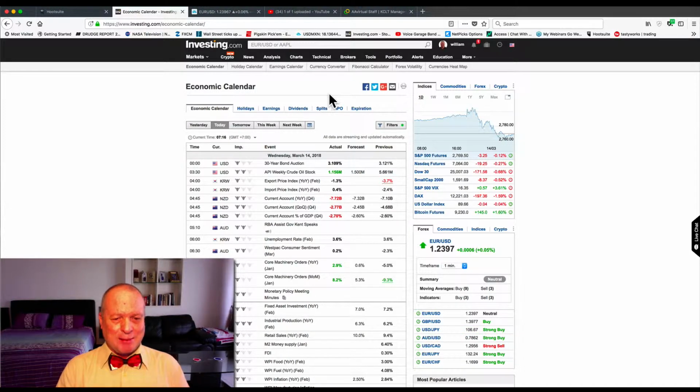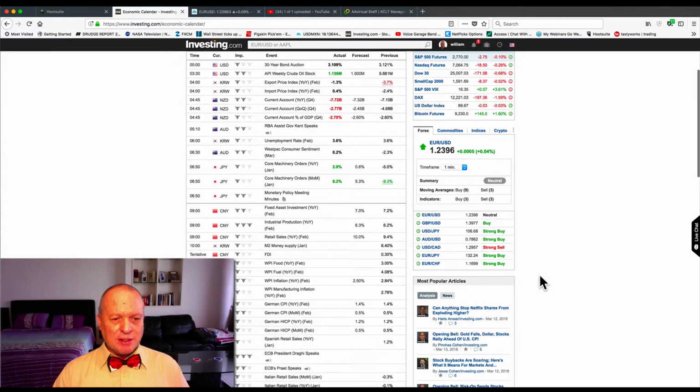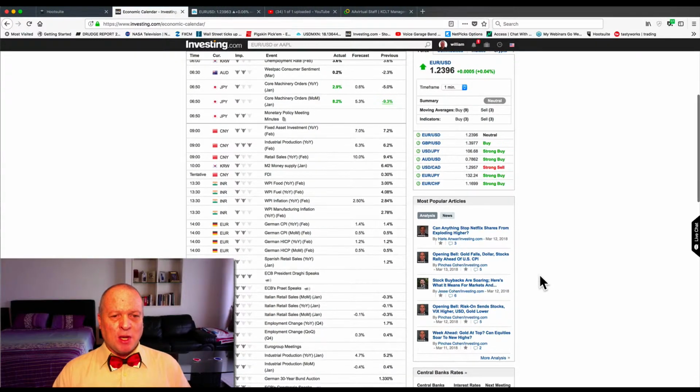Westpac consumer sentiment came out today, with no forecast, so it really doesn't do anything for us there. Japan had monetary policy minutes come out. I don't know if that's going to impact anything. China's got some things coming out: industrial production year on year and fixed asset investment year on year. Things we're going to watch, right? We're not going to trade them, but we want to watch them.